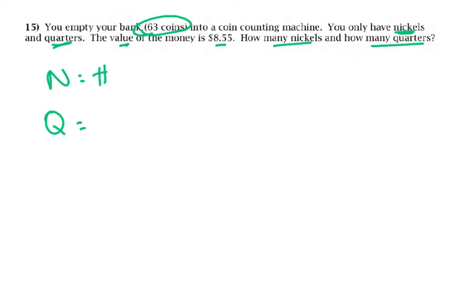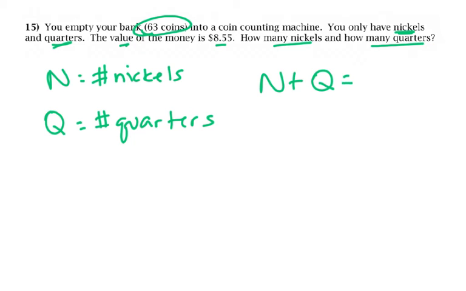So N is going to be the number of nickels, and Q is going to be the number of quarters. Now I do know about the number of nickels and the number of quarters: when I put them together, how many coins do I have?